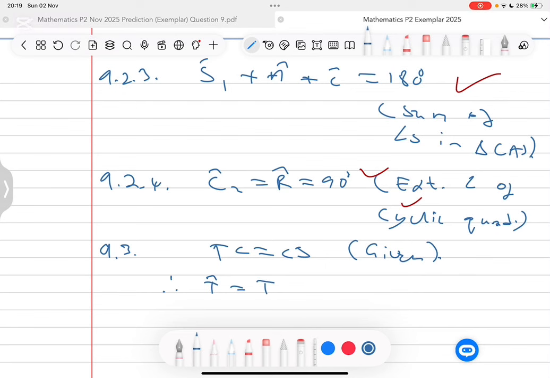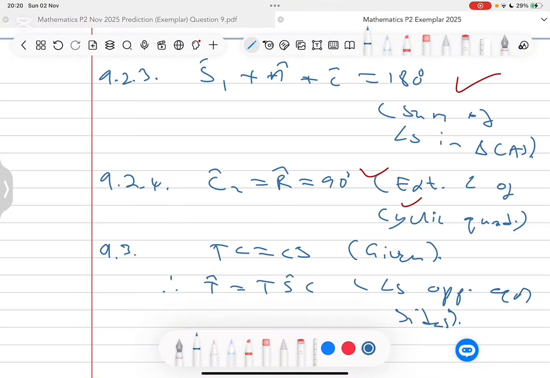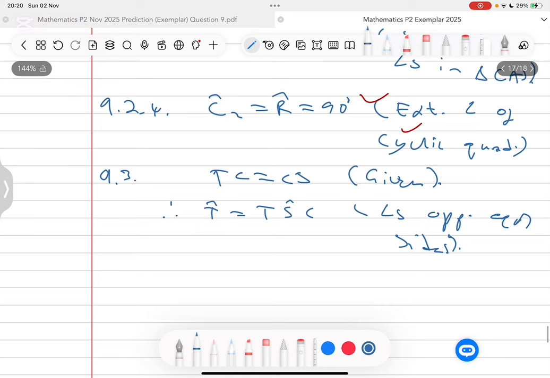So this means here we're going to have angle TSC. The reason for this would be that angles that are opposite equal sides. Remember that theorem of an isosceles. It says that angles that are opposite equal sides, this is opposite that is opposite that, must be equal. Those angles must be equal. That's the theorem that we know of an isosceles.